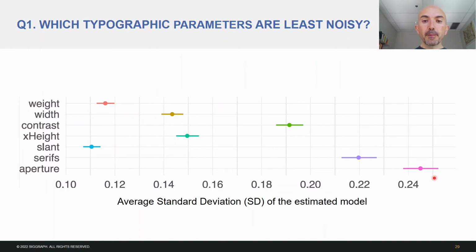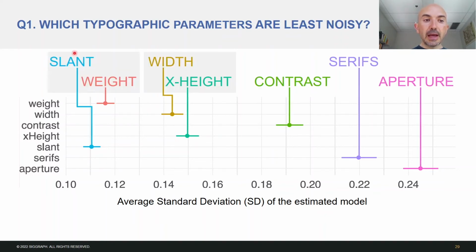So because less standard deviation corresponds to less noise, techniques that are on this end of the scale are better. So you can see here that slant is best, followed by weight, then width, X height, very similar to each other, then contrast, serifs, and finally aperture is the worst performing one.